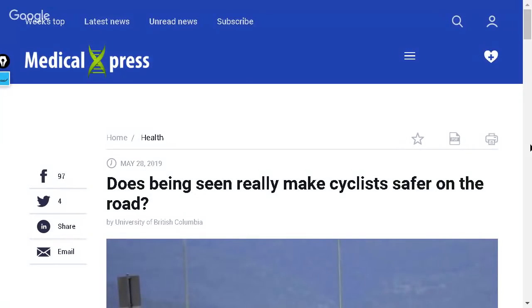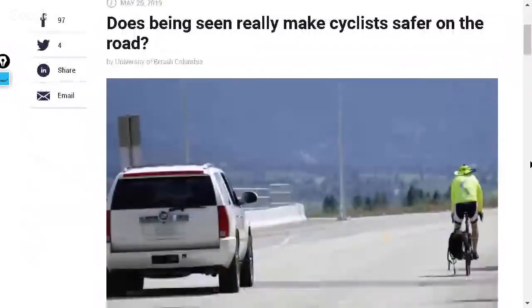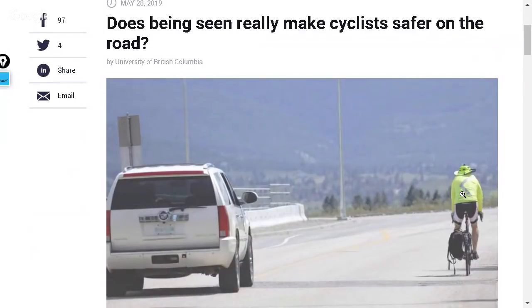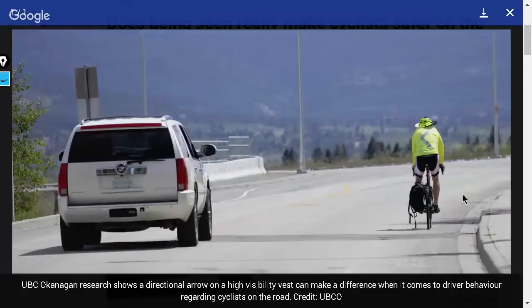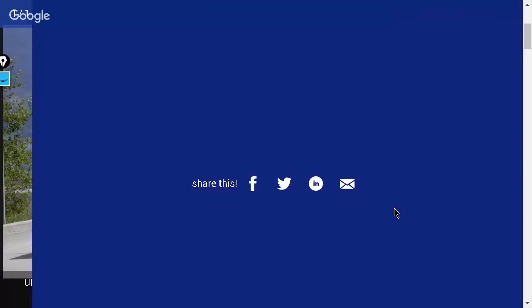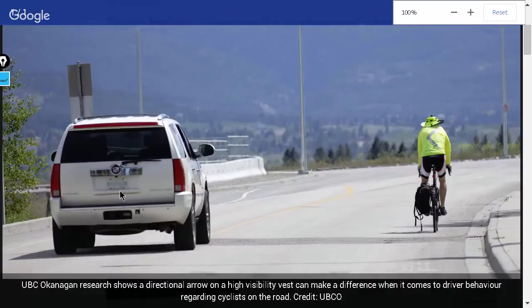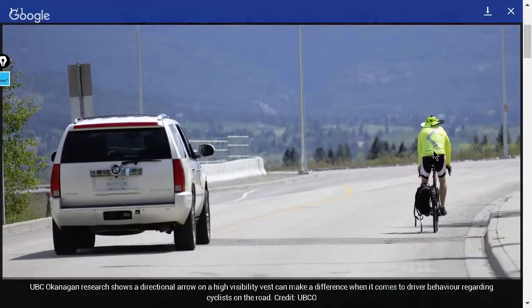Check out this article from Medical Express. Does being seen really make cyclists safer on the road? Well, that's a dumb title. They should have made a better title. The moral of the story is this. I don't want to share it. I want that crap off my screen. The moral of the story is this.